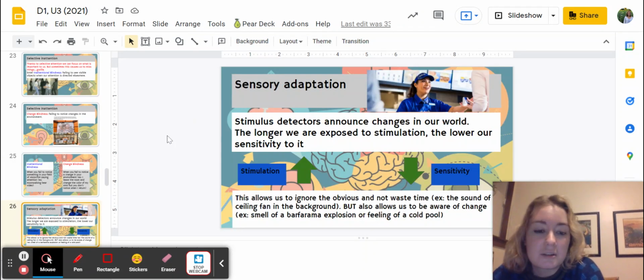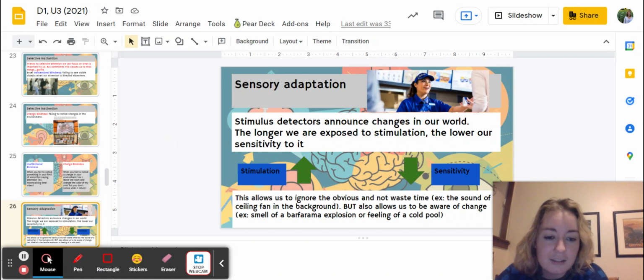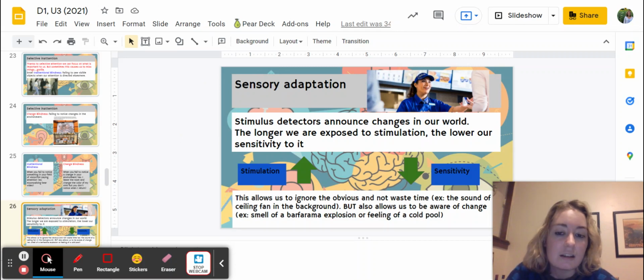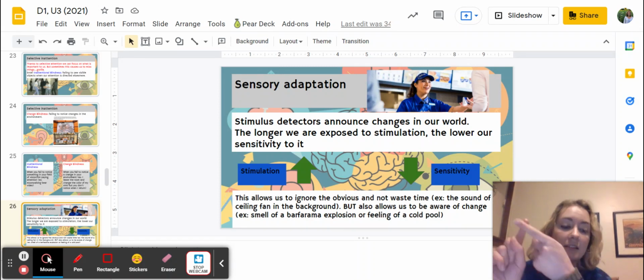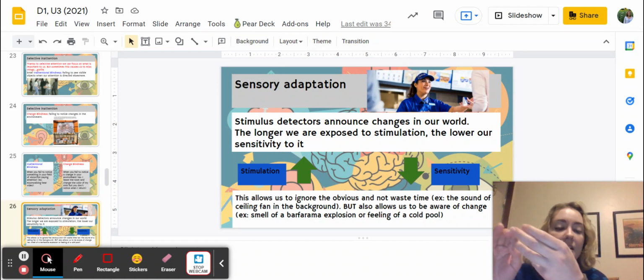Now we also have something called sensory adaptation, because we have bajillions of senses coming in at once. If we were all hyper aware of all these different senses, we'd be overstimulated. So sensory adaptation is a really good thing for us. It's stimulus detectors that announce changes in our world, and the longer we are exposed to stimulation, the lower our sensitivity is to it. By stimulation, I just mean a sound, a sight, a touch sensation, any kind of sensation of touch, taste, vision, whatever.